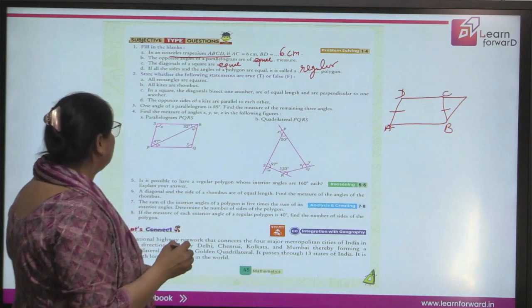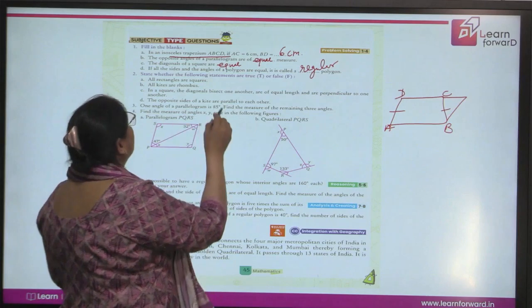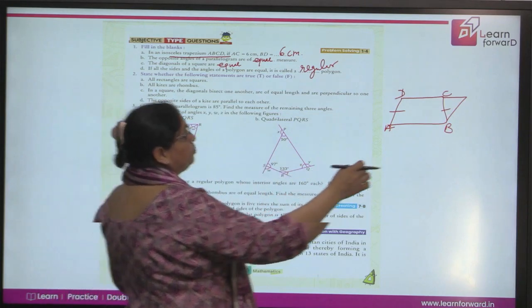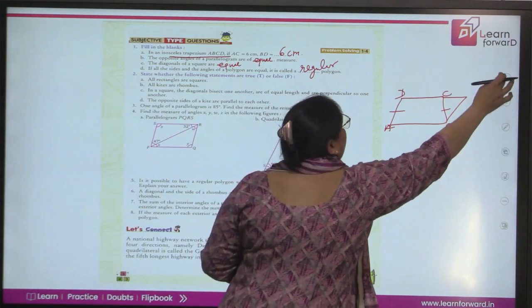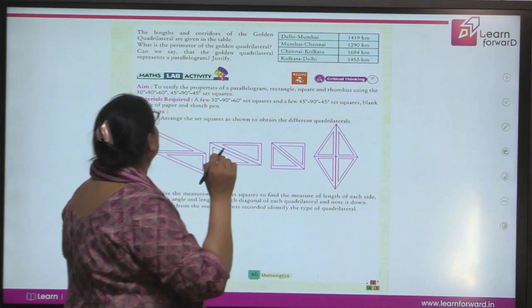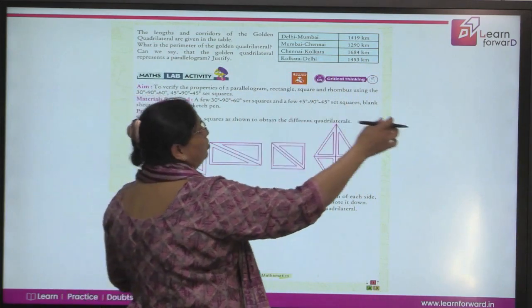The rest is an exercise for you again. All the questions you can solve. This is a lab activity.